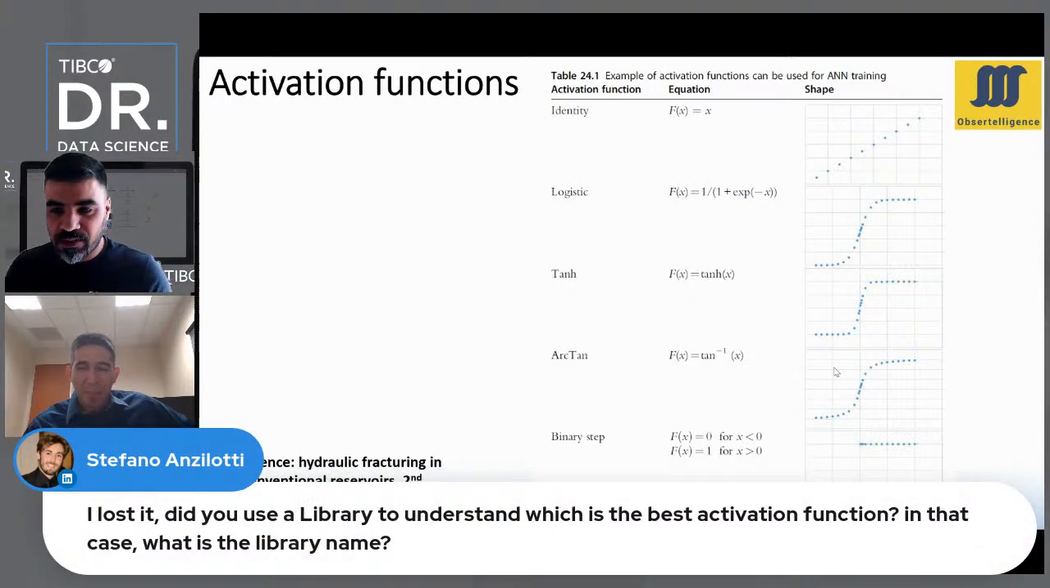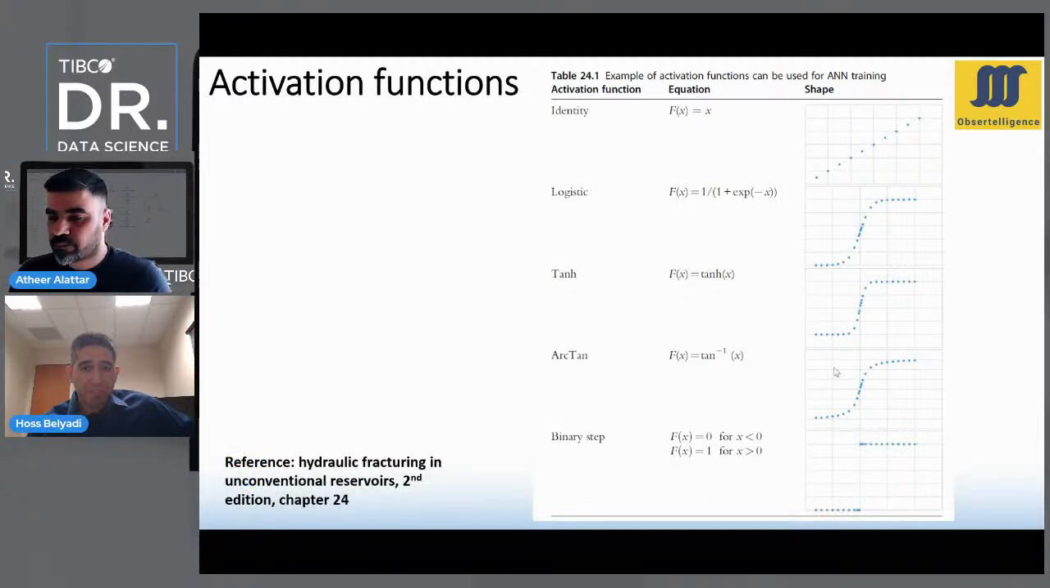I have a question here from Stefano. He says, I lost it. Did you use a library to understand which is the best activation function? In that case, what is the library name? So as I said, you can use grid search or randomized search. And I think it's part of scikit-learn, if I'm not mistaken. If you just type in grid search, like scikit-learn, it should pop up. You can use those libraries. And as I said, the activation function is just one of the hyperparameters. You have so many other hyperparameters within each machine learning model that you develop. That's what I would use. Okay. Makes sense? Yep. All right.